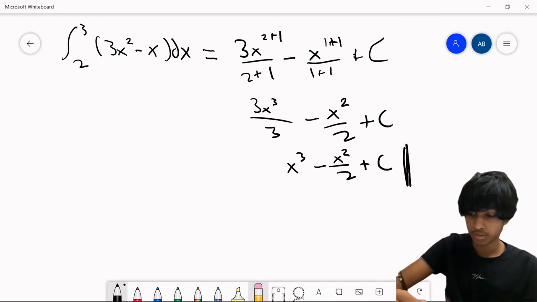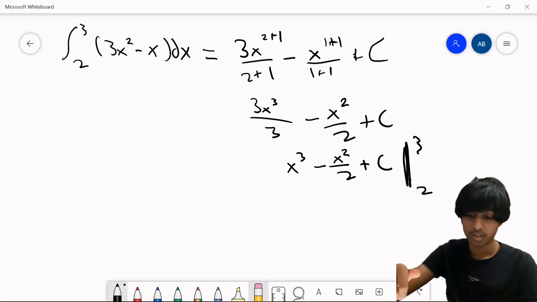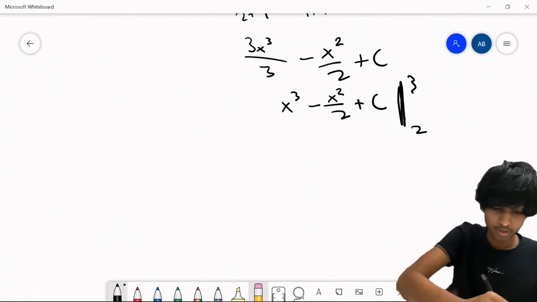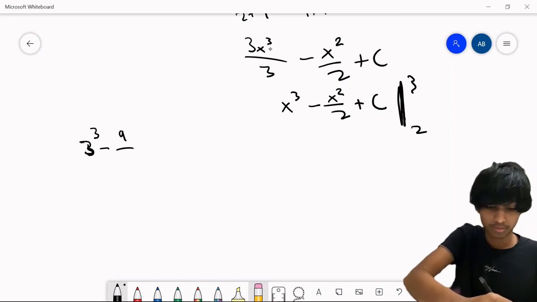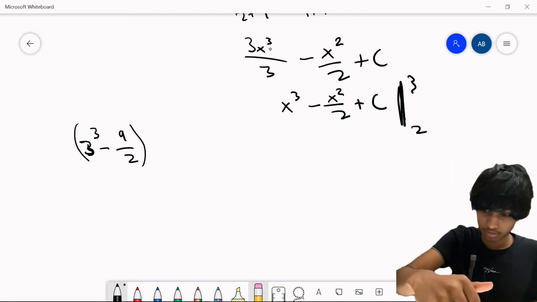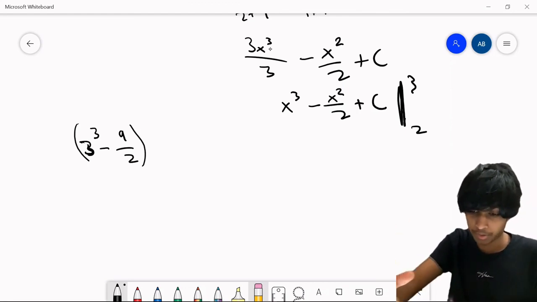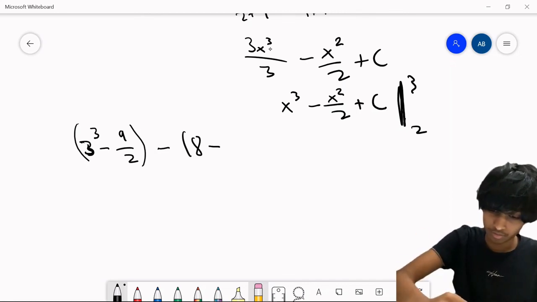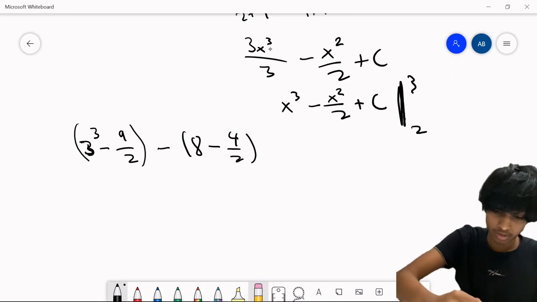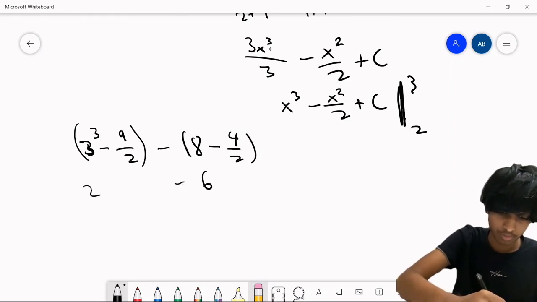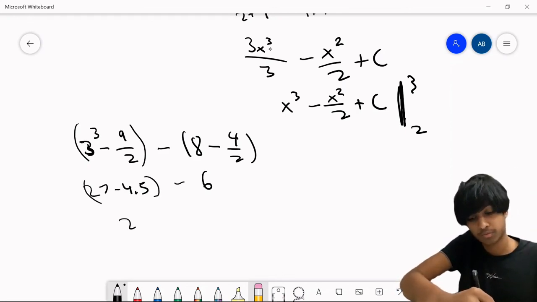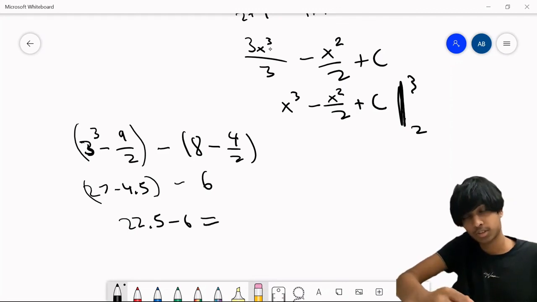And then we must use this notation. This tells us that we have to take it. So 3 cubed minus 9 over 2. We don't need to include c because it'll cancel out, so it doesn't really matter. Minus 8 minus 4 over 2. That equals 27 minus 4.5. So that would equal 22.5 minus 6. And that final answer would be 16.5.